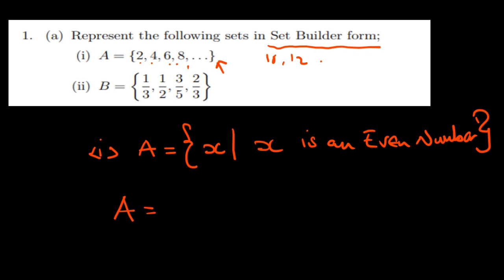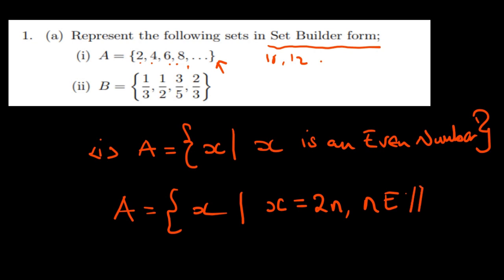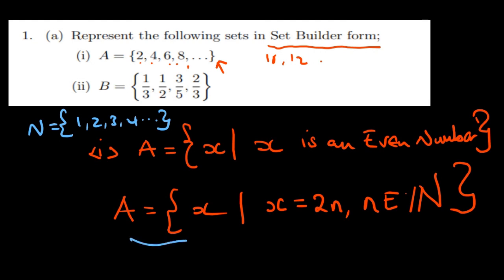So we can also say that this set A is a set of all x's such that x is equal to 2n, where this n is a member of what? Natural numbers. Remember we said the set of natural numbers, let me write it on top here. The set of natural numbers contains the numbers 1, 2, 3, 4 until positive infinity. So if we describe set A as this, it will be correct.